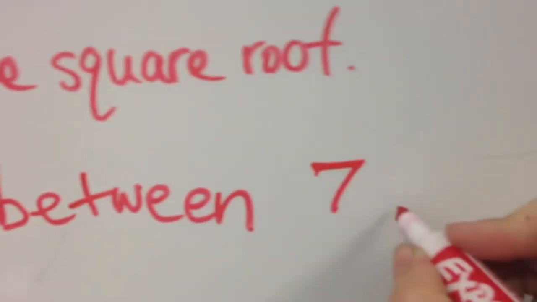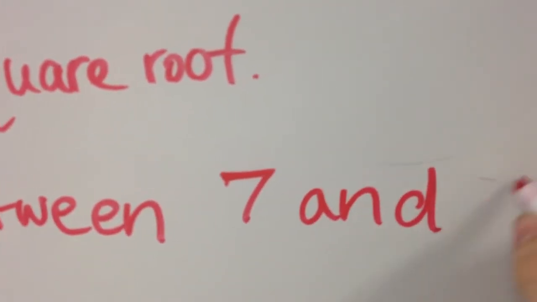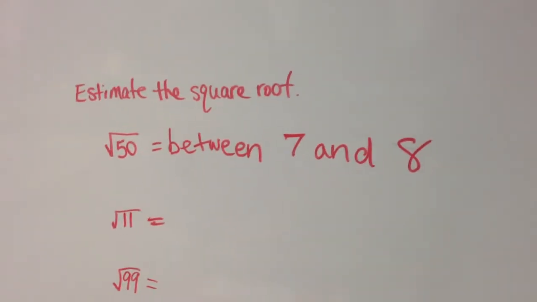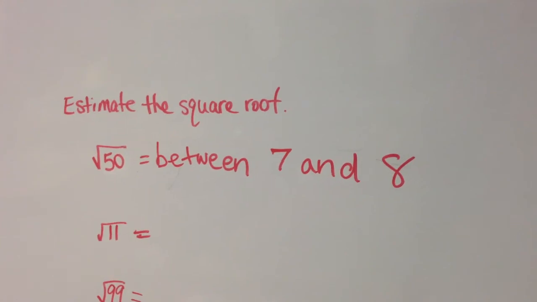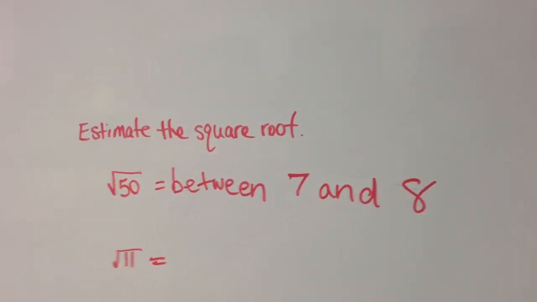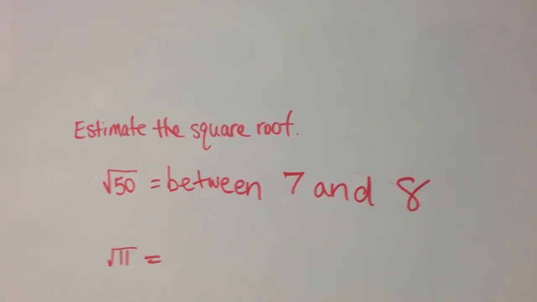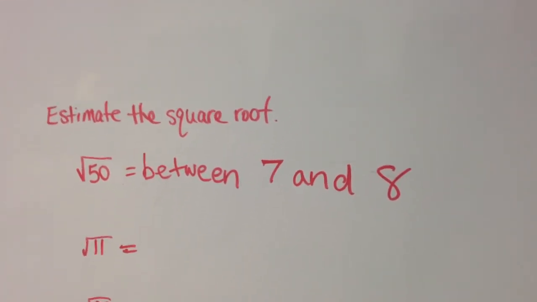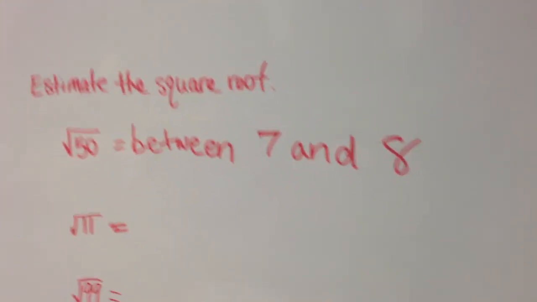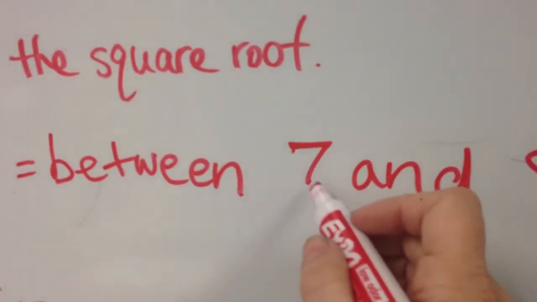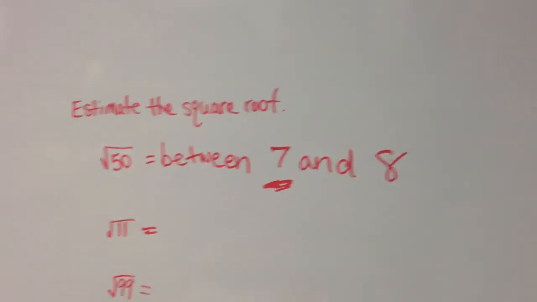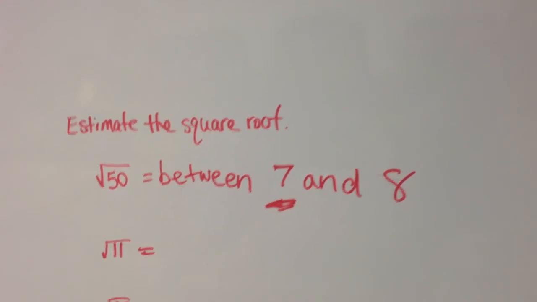So we're going to write that this is between 7 and 8. And it's going to be closer to 7 than 8. So it's going to be 7.0 something, or it's going to be closer to 7 than it is to 8 because 50 is closer to 49 than it is to 64. So I'm going to underline the 7 because it's closer to that 7. Okay, so we're going to write that example down. And then we'll try one more.